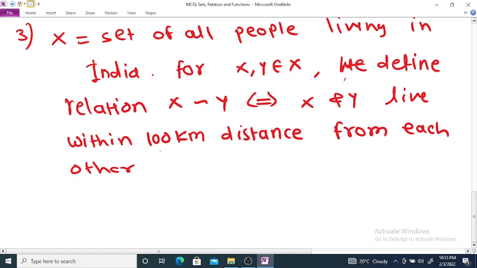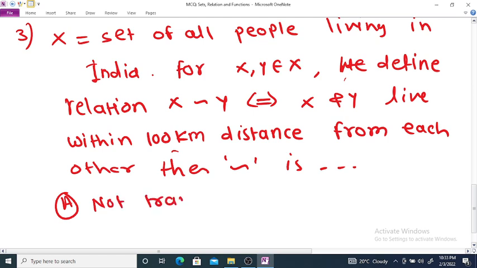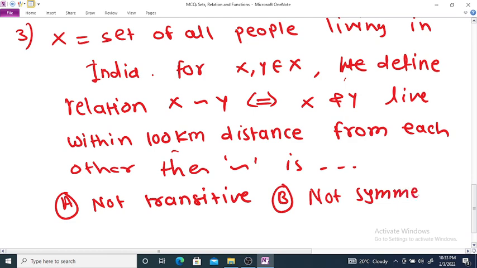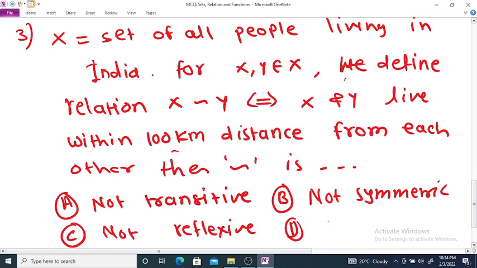then the relation tilde is: number A, not transitive; option number B, not symmetric; number C, not reflexive; D, equivalence relation.